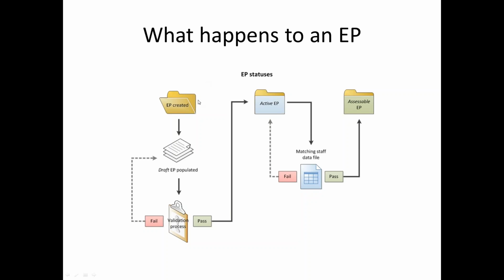Okay, so the EP is coming in here, created. It's in draft status at this point. We validate it. It might fail because it doesn't have an NRO, for example, or there could be other errors with it. It passes and it becomes active. Then it's matched against the staff data file. If that fails, for example, the numbers don't match up, or there isn't a staff data record for that EP, it'll fail and it'll stay in that same status of active. If everything matches up and it's successful validation, it then becomes an accessible EP.